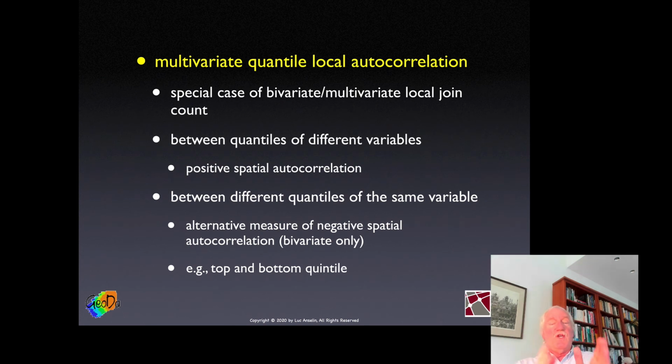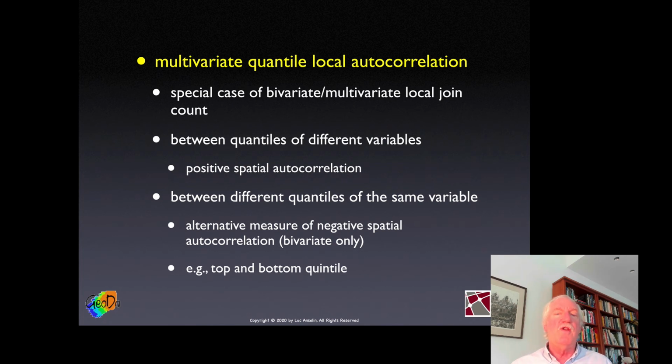Okay, since we can do this for the joint count statistic, we can also do this for our Quantile LISA. It's just a simple extension of the notion of a bivariate or multivariate local joint count statistic. And we can do this for different variables between, say, their top quintiles. To what extent not only are the top quintiles co-located, but are they surrounded by other locations that are also in the top quintile, and how rare is that? That's a measure of positive spatial autocorrelation, if you wish.